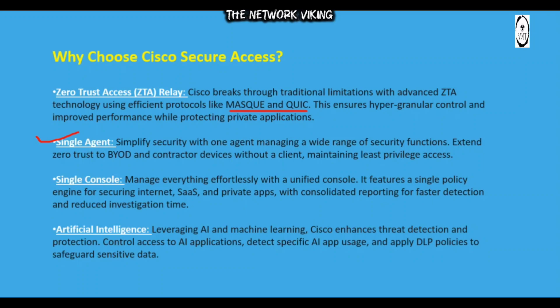With Cisco Secure Access, that's not the case. You've got a single agent that will take care of a wide range of security functions, right? And then you have a single console. With this, you've got everything sitting in one place: a unified console, a single policy engine for securing the internet, SaaS, and private applications. And finally, with artificial intelligence and machine learning, you'll find that Cisco enhances threat detection and protection. You'll understand more about it when I show you the components of the Cisco Secure Access.